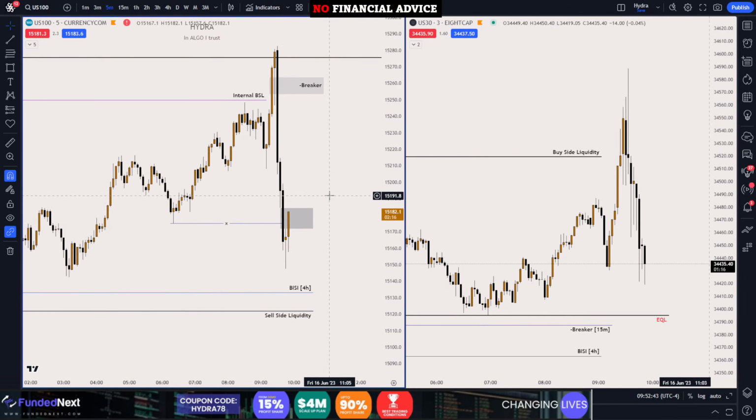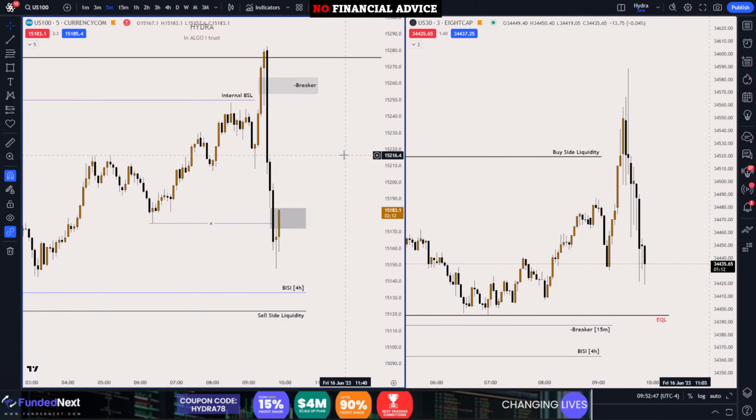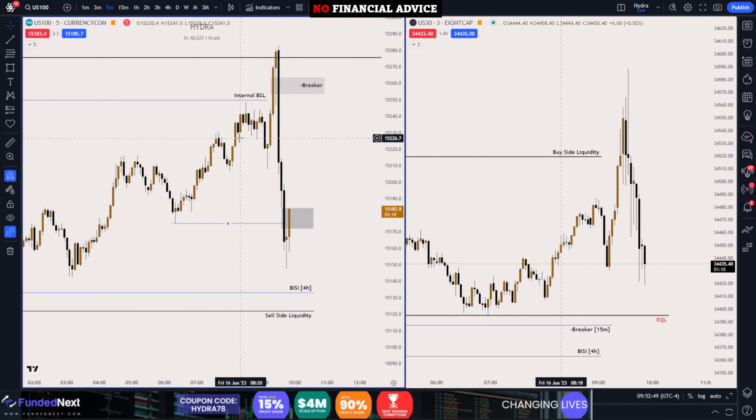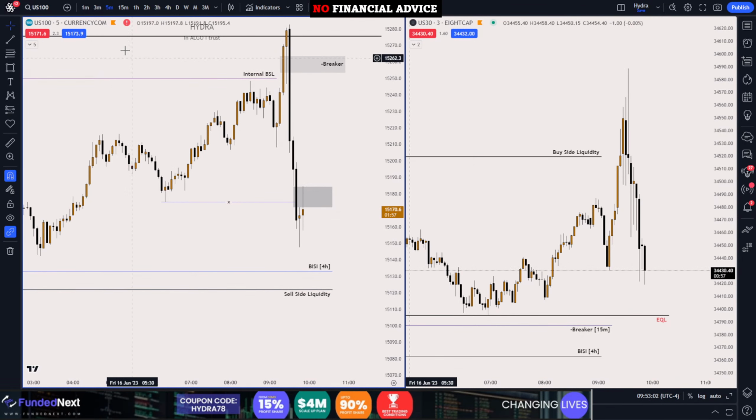It will just tap inside the nearest fair value gap and then it will drop. Okay, that's what I saw mostly happening, just as it happened here. Look at the fair value gap here. This is the nearest fair value gap. Price tapped into it, cleared out the buy side liquidity, then it dropped.